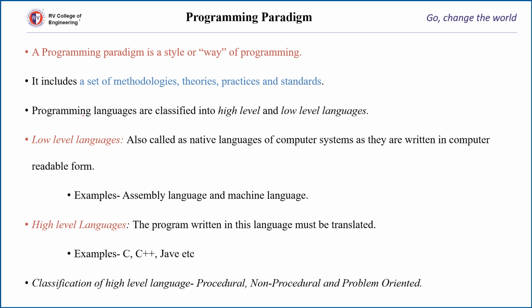Now these programming languages can be broadly classified into high level languages and low level languages. Low level languages are native to the computer system and they are written in a computer readable format. By that we mean that these programs are written in terms of zeros and ones. So it is also called a binary language. It is a language that is understood by a computer system. Examples of such languages are assembly level language and machine language.